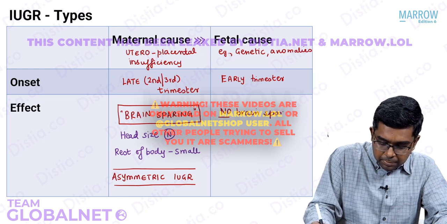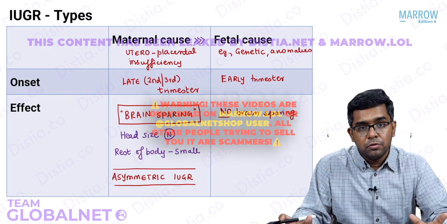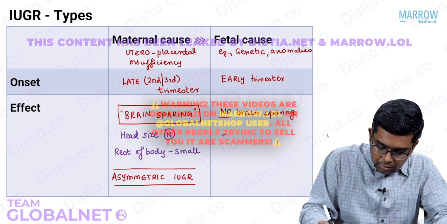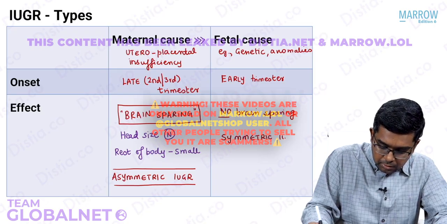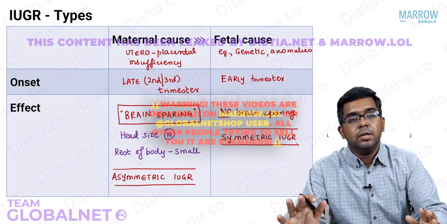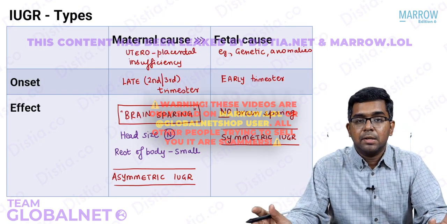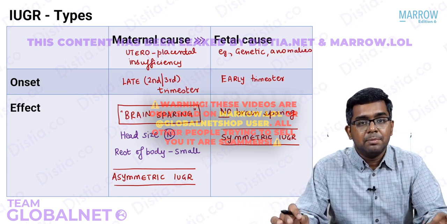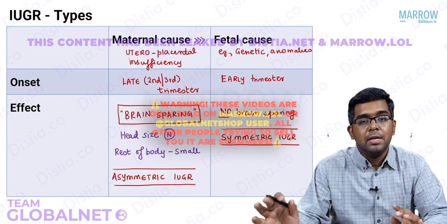Because of which, every part of the body would undergo growth restriction. So, from the head to foot, every part of the body will be small in size. This is what we call symmetrical IUGR, the second type of intrauterine growth restriction. So as you can see, maternal cause of IUGR results in asymmetric IUGR and fetal cause results in symmetric IUGR. I told you that the maternal causes are common, so obviously asymmetric IUGR will be more common compared to symmetric IUGR.